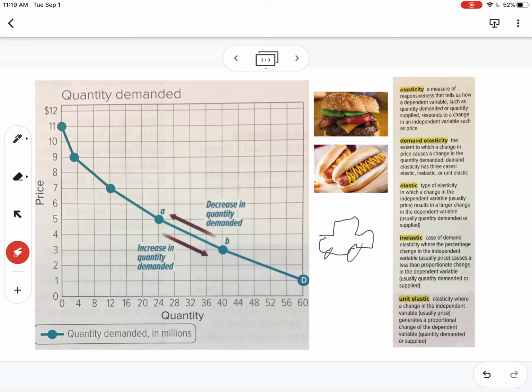No more cars. Substitution effect is the second thing. So substitution effect is when common substitute prices go up or down. So up here we have a hot dog and a hamburger.